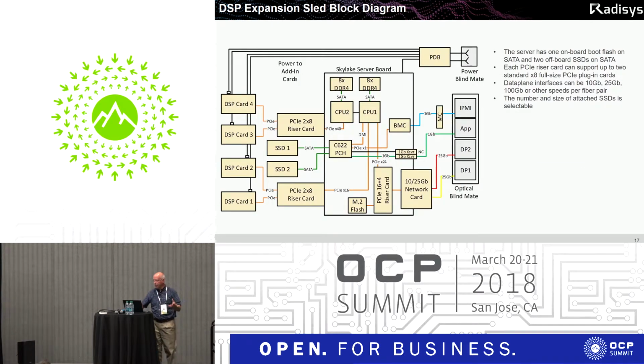This is the similar block diagram for that card. And you can see what's stayed the same and what's changed. In this case, we have the server board. We have riser cards on the left, which then are taking the PCI Express cards in them, as well as some additional SSDs that are used, of course, for processing.